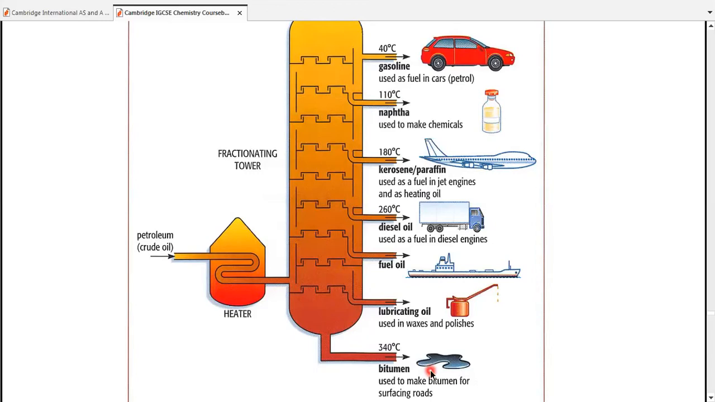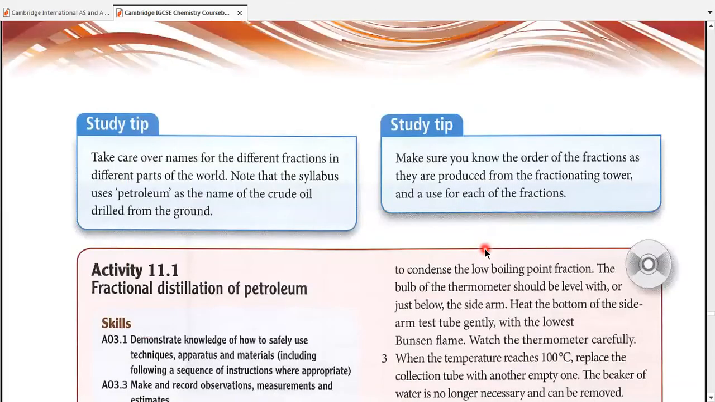All right. So if you don't have any questions, there are two very important study tips on the next page, page number 278, which we need to go through. Number one, take care of the names for different fractions in different parts of the world. Note that the syllabus uses petroleum as the name of crude oil drilled from the ground and not petrol.